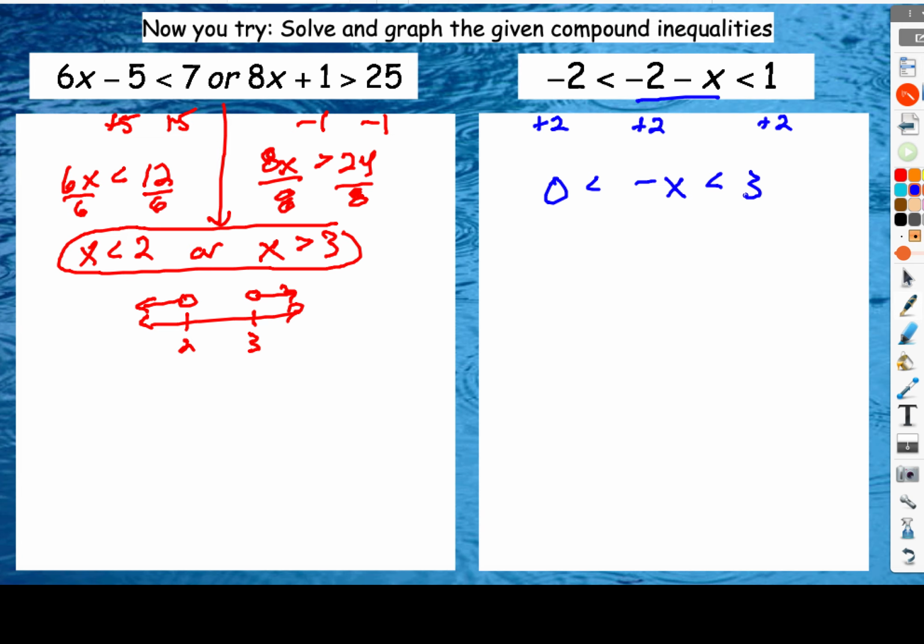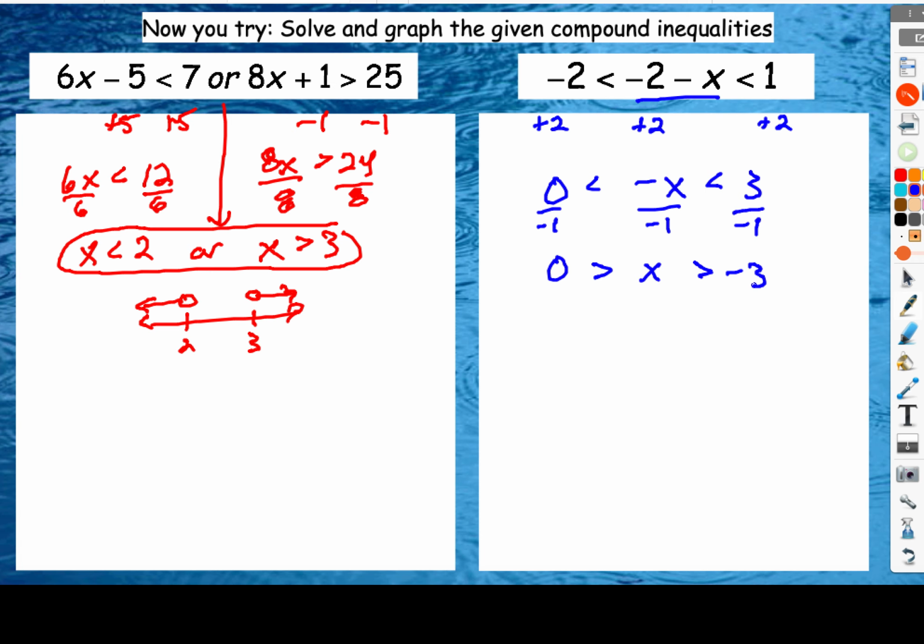Now, to get x totally by itself, I need to divide by -1. So I'm going to do that in all 3 parts. Now, here's where it does get a little bit tricky. If you divide by a negative, remember those inequality symbols need to switch sides, right? They need to flip around. -x divided by -1 is just x in the middle. But again, 0 divided by -1 is 0. 3 divided by -1 would be -3.